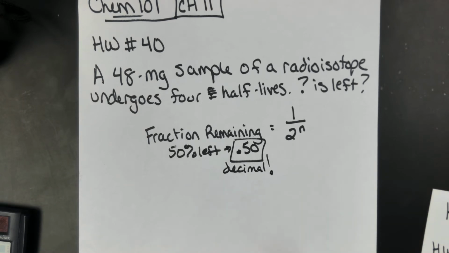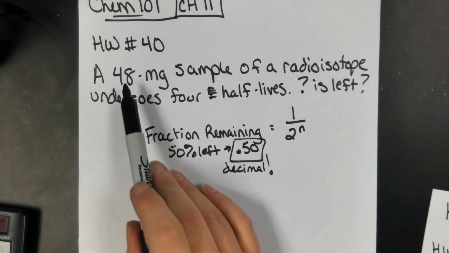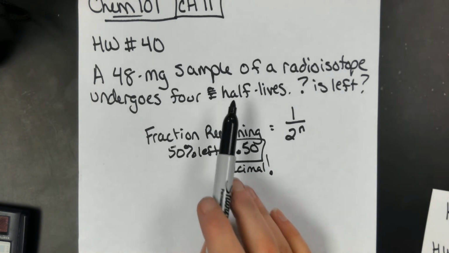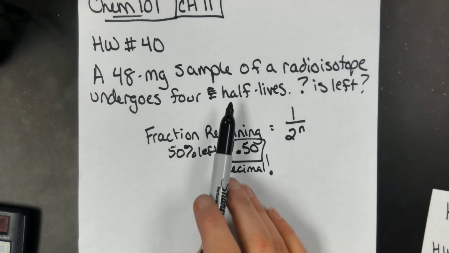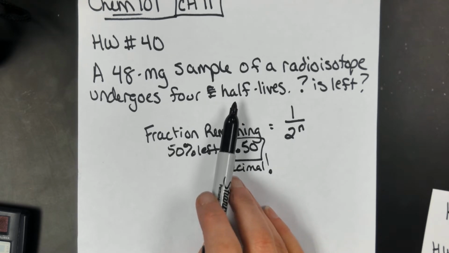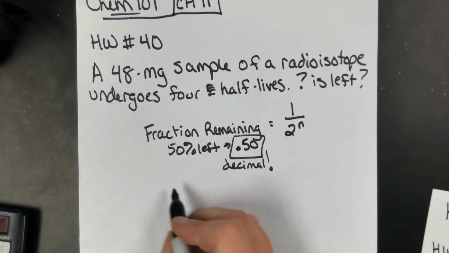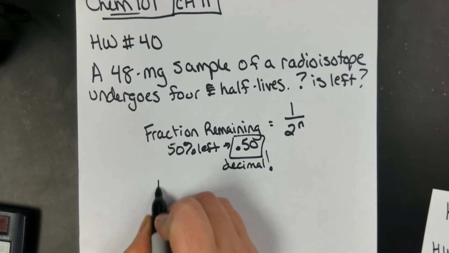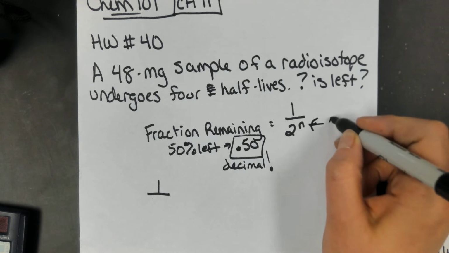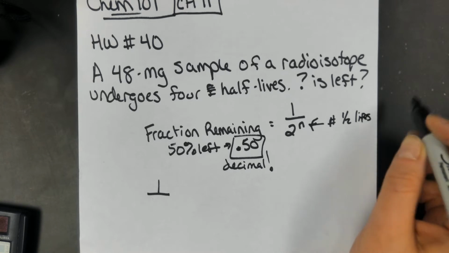So we're going to find out what fraction is going to be remaining, and then we're going to multiply it by the 48 milligrams. Let's think about this: if you undergo 1 half-life, how much is left? 50%. What if you halve that 50% again? 25%, right? So let's calculate the fraction remaining using 1 over 2, and remember, n is the number of half-lives.